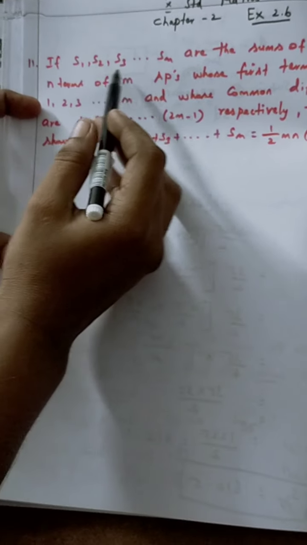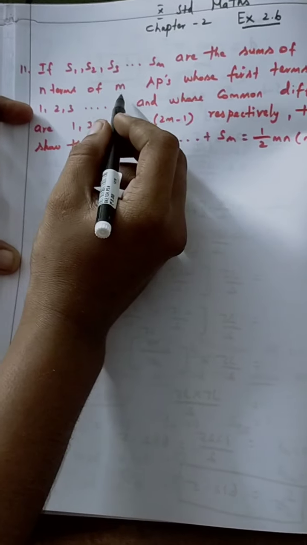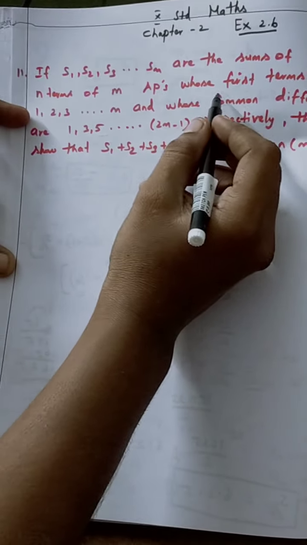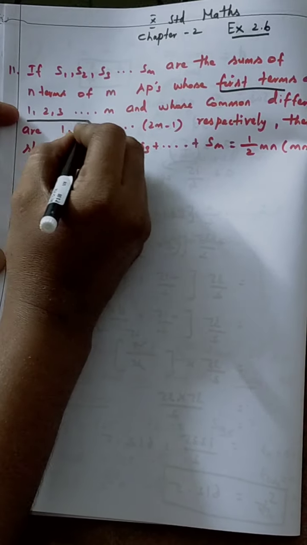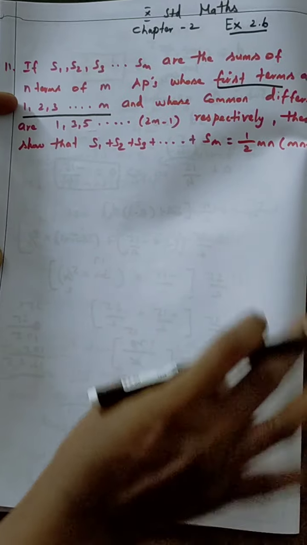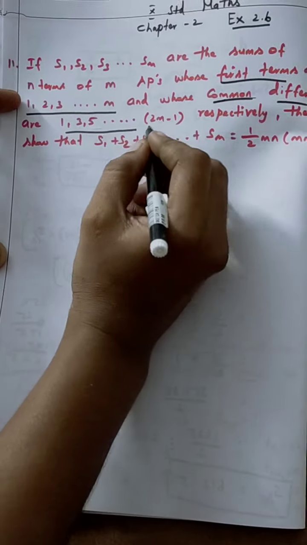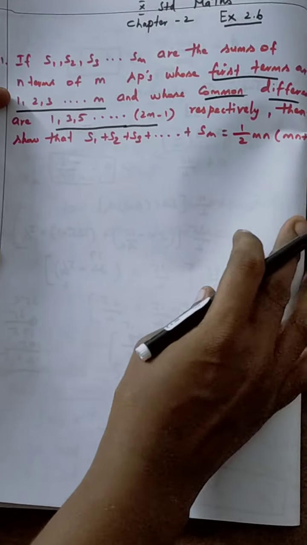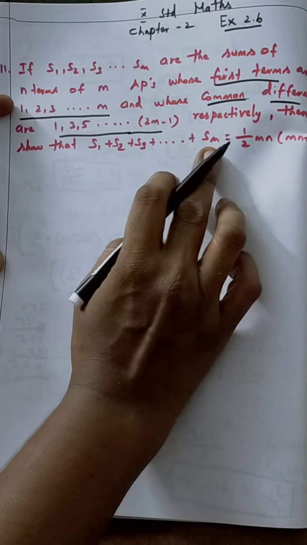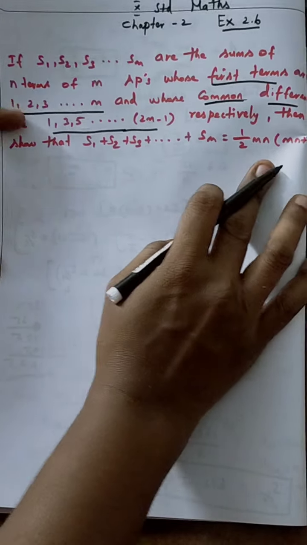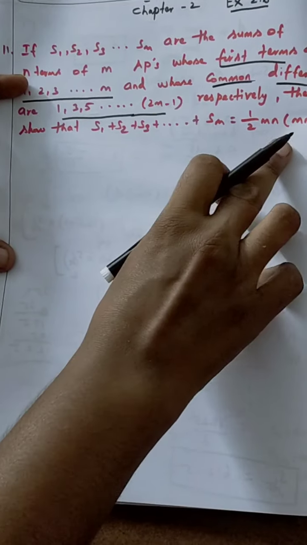If S1, S2, S3 up to Sm are the sums of n terms of m APs whose first terms are 1, 2, 3 up to m and whose common differences are 1, 3, 5 up to 2m minus 1 respectively, then show that S1 plus S2 plus S3 up to Sm equals 1 by 2 mn (mn plus 1). This is what we have to prove.